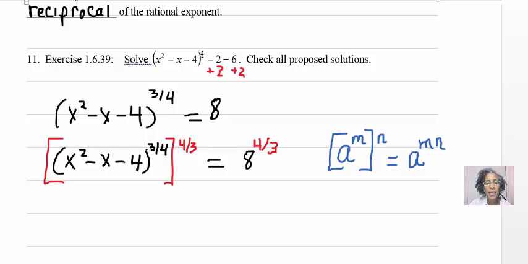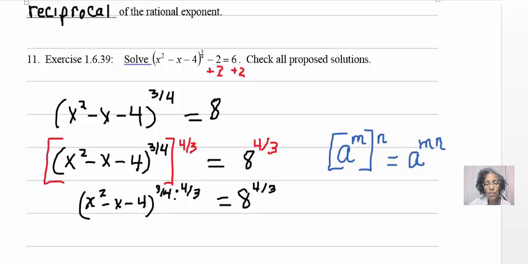So when I raise this expression to the 3/4 to the 4/3, 3/4 times 4/3 is the product, that is m times n. So m times n is 3/4 times 4/3. Well, that's just the first power. So let me just show that. 3/4 is getting multiplied by 4/3. Then I have 8 to the 4/3.